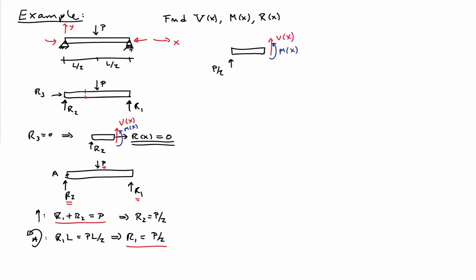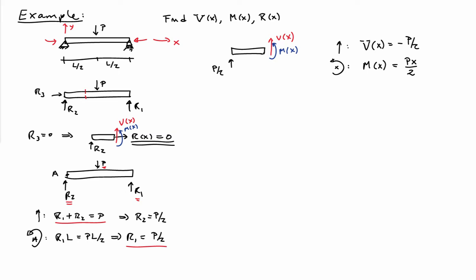Let's draw a free body diagram again of the left side here. We'll make a section cut at an arbitrary location x from the left end of the beam. We have the vertical force P over 2 acting on the left end, and then we have our shear, which I've drawn in the positive sense, V of x, and our moment about the z-axis, M of x. We can now do equilibrium on this piece. If I sum the forces in the vertical direction, I find that V of x is equal to minus P over 2 to keep vertical equilibrium.